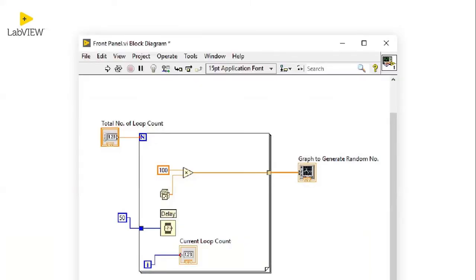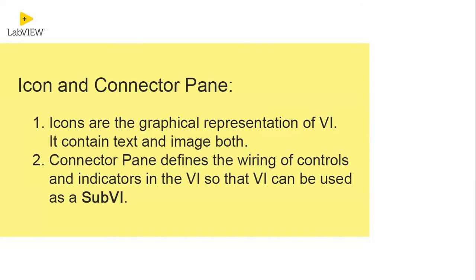So for the same program, this is the block diagram. Here this is the random number generation function, and I have used a multiplier here. This random number generation function generates a random number between 0 and 1, which is multiplied by 100, and here in the form of graph I am taking the output. I will explain to you in detail about the programming of LabVIEW in future lectures.